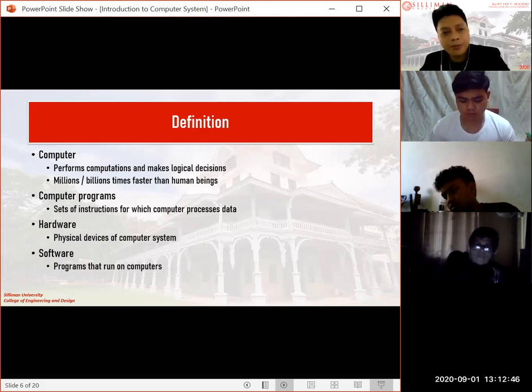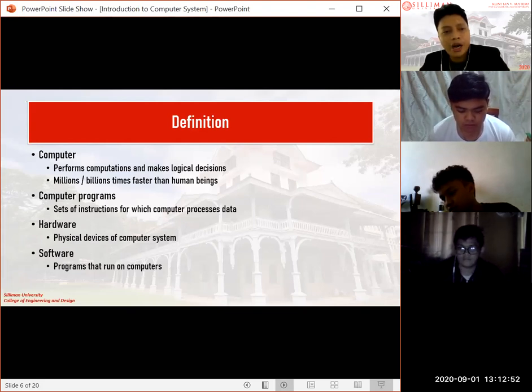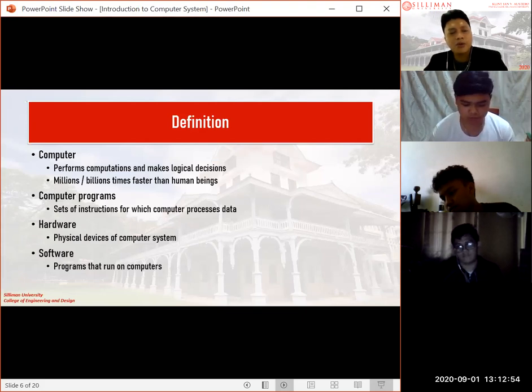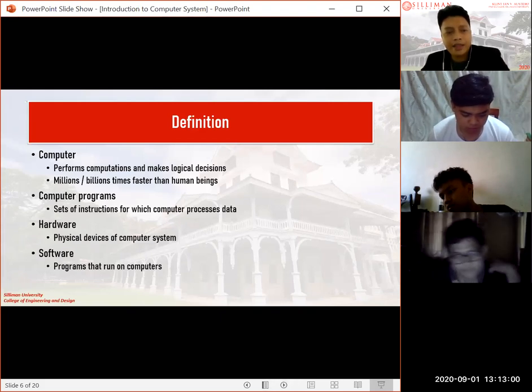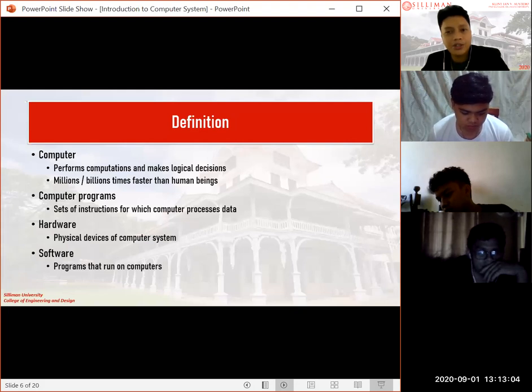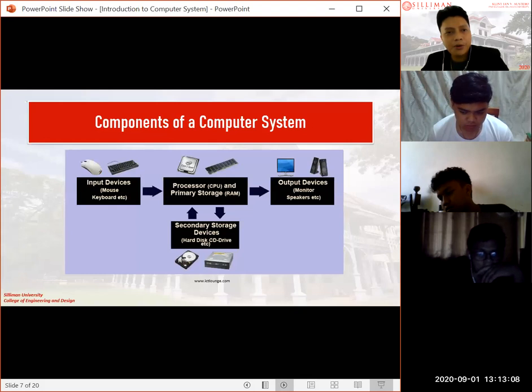So when you say computer programs, this is a set of instructions with which a computer processes data. And there is what we call the hardware, which is the physical device of a computer system. And there is also the software, which runs on the computers. I think you know those definitions already.